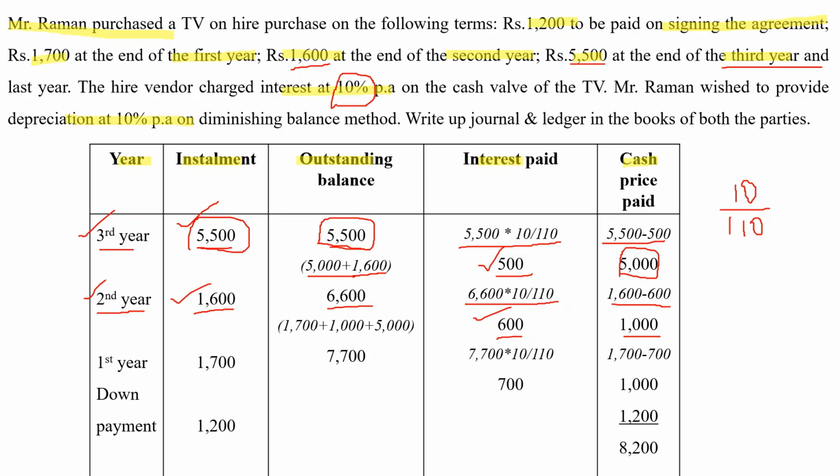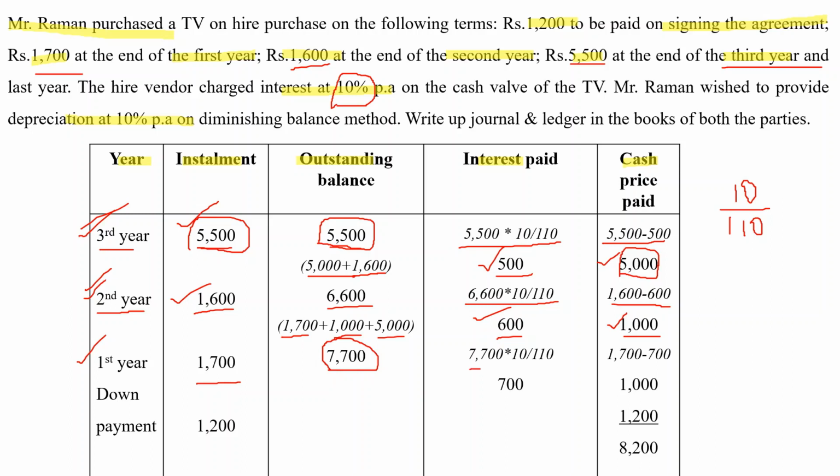Now first year, that is first installment. The first installment amount is 1,700. So writing 1,700 in the installment column, and we have to calculate the outstanding balance. When we are paying the first installment, the first is pending, second is also pending, third is also pending. So first installment amount is 1,700, second installment amount 1,000 rupees, that also we are writing here, and third installment amount 5,000 rupees, that also we are writing here. Add all these things. 7,700 is the outstanding balance when the first installment is due.